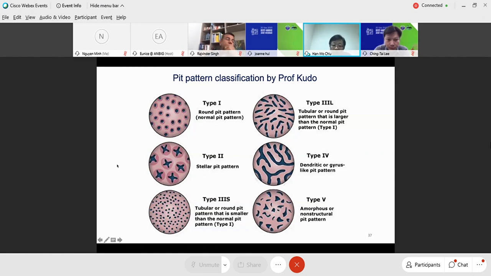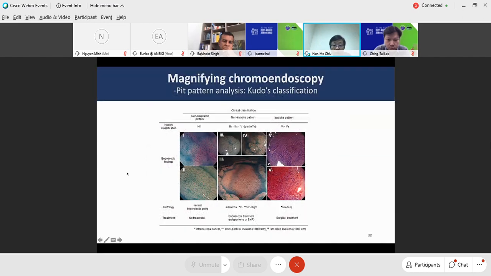And probably some of our young doctors may not be familiar with the endoscopic classification. So in Professor Kudo's classification, it has a very good correlation with the pathology. So basically, type 1 pit pattern is non-neoplastic. Type 2 is also referred to as hyperplastic polyp or serrated lesion. And types 3 and 4 are benign adenoma. And type 5 actually represents the cancerous lesion.